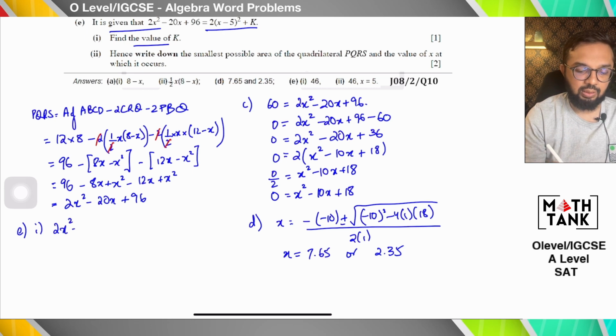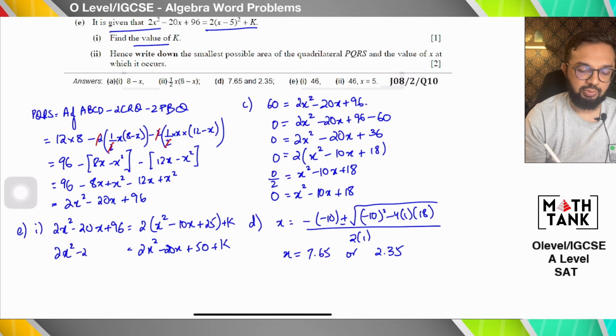So in this case, I'm going to keep it simple. I'm going to say that this is equal to that. So what happens if I expand the right hand side as well? a squared minus 2ab plus b squared plus k outside. So 2x squared minus 20x plus 50 plus k. And that equals 2x squared minus 20x plus 96.